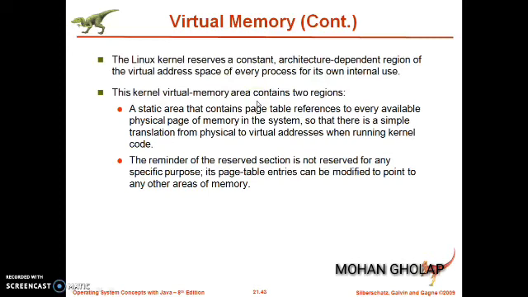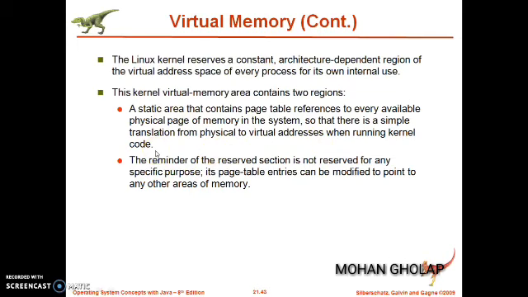Along with this, in the Linux kernel there is a constant architecture-dependent region of the virtual address space of every process for its own internal use. Okay, so this kernel virtual memory area contains two regions, that is the static area and the remaining area. A static area contains the page table references to every available physical page of memory in the system. Means for every available physical page, the static area contains a separate page table entry. So there is a simple translation of physical to virtual addresses when running kernel code.